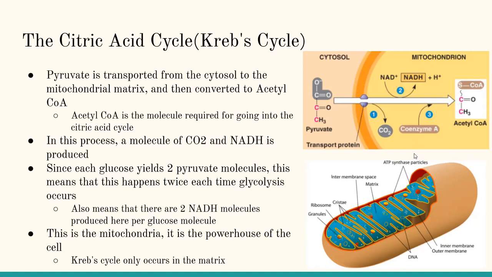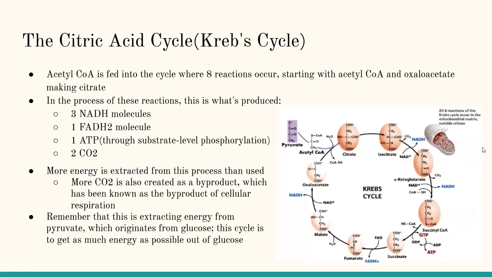Yeah, and then we go into the citric acid cycle. Acetyl coenzyme A is fed into the cycle where 8 reactions occur, starting with acetyl coenzyme A and oxaloacetate making citrate. You can see here where there's pyruvate. It turns into acetyl coenzyme A. Then it goes into the Krebs cycle, and behind it is oxaloacetate, and together they form citrate, which is citric acid.